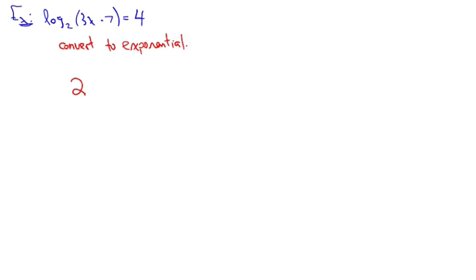Remember, logarithms say, what power do I have to raise 2 to get 3x minus 7? And the power is what the logarithm is equal to. So 2 to the 4 is equal to 3x minus 7. Can you solve for x now? Add 7 across, you get 3x is equal to 2 to the 4th plus 7, and divide by 3. So you get x equals 2 to the 4th, 16, 16 plus 7, 23 thirds. Nice little answer.